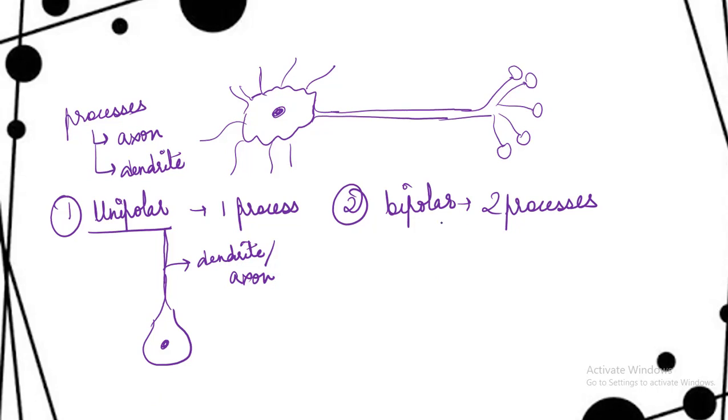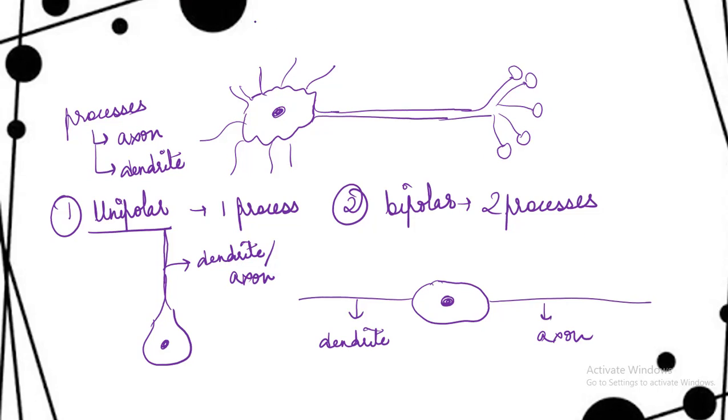Okay, there will be how many processes? Two processes. So here there will be a cell body. Okay, then there will be one process and another process. This process will act as what? This process will act as a dendrite, and the other process will act as an axon.